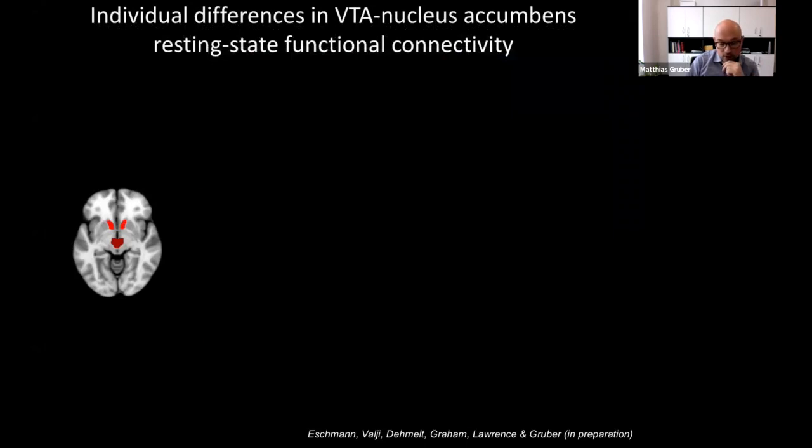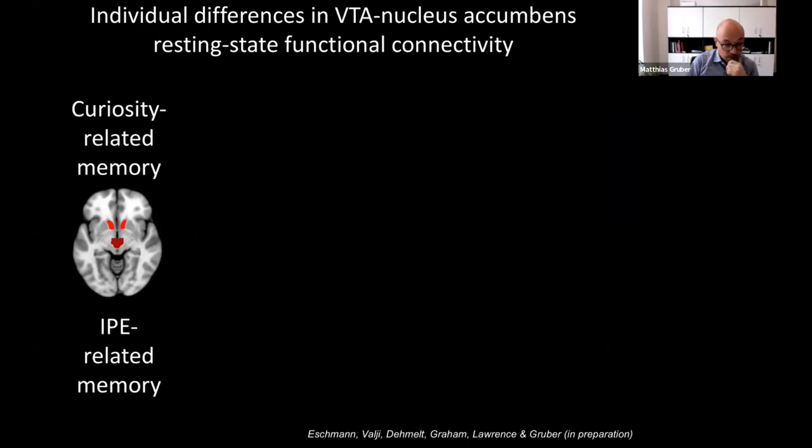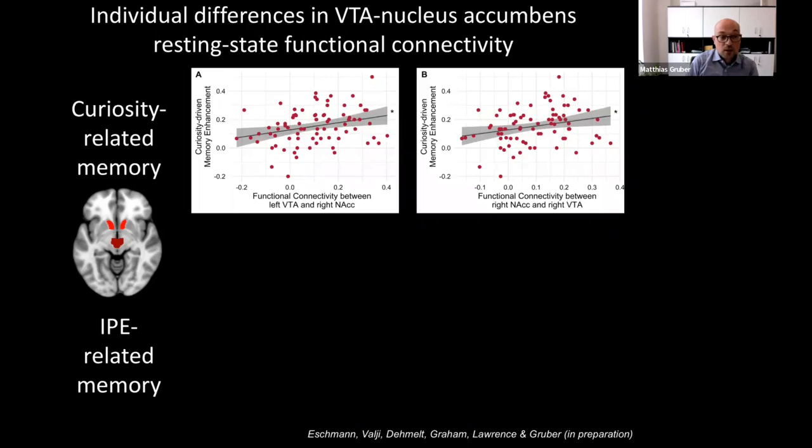First of all, in the connection between the key circuit within the dopaminergic circuit, where I showed you beforehand that it's coding curiosity states, the midbrain and the nucleus accumbens, we found a positive correlation with the curiosity enhanced memory effect. You see that for different hemispheres, with the right nucleus accumbens, ones with the left VTA here, and here with the right VTA. We see that the functional connectivity in these two areas predicts the curiosity enhanced memory. In other words, the more somebody shows a resting state functional connection between these areas within the dopaminergic circuit, the better their memory enhancement is based on curiosity.